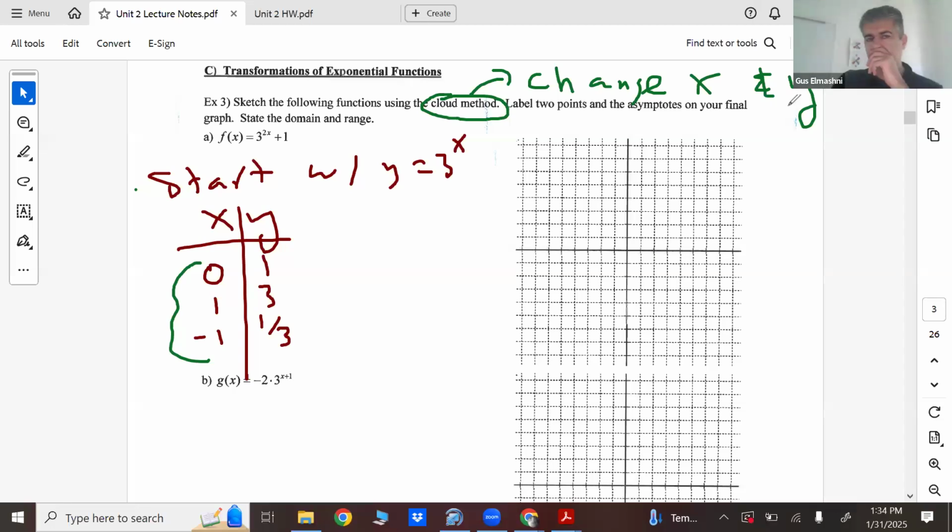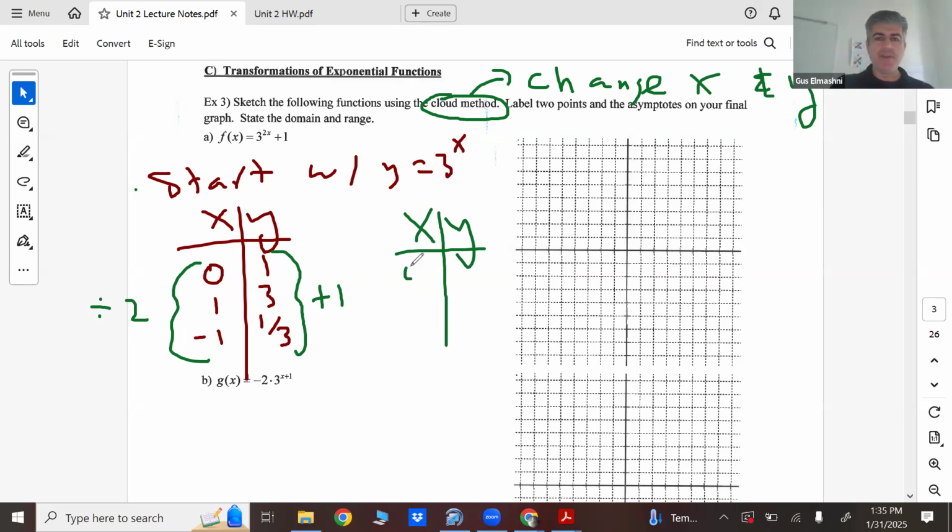So how are you going to change x? What do you think? Multiply by 2? Nope, divide by 2. Yes. How are you going to change y? Add 1, yeah. Correct. Because that's a transformation that it sees. The x is always the opposite. The y is what you actually see. So when I make a new table, that's called the cloud method, I think because you draw a cloud around the numbers, but whatever. 0, 1/2, and -1/2. And then 2, 4, and 4/3, I think.